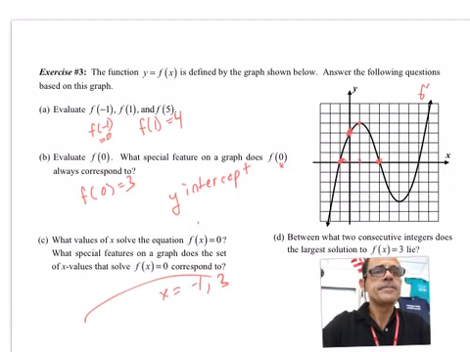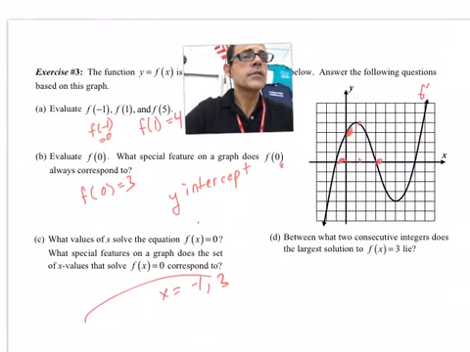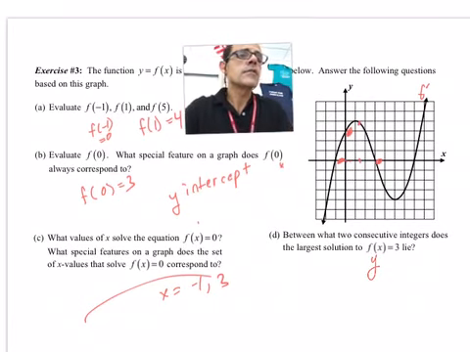And lastly, this one says, between what two consecutive integers does the largest solution to f of x equal to 3 lie? Between what two consecutive integers does the largest solution to f of x is equal to 3 lie? So let's draw f of x is equal to 3. Now that's going to be the same as y is equal to 3. So that's going to be a horizontal line. I'll make it a different color. At y is equal to 3.